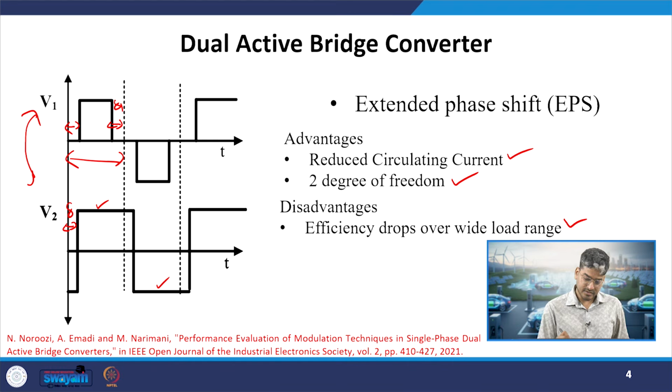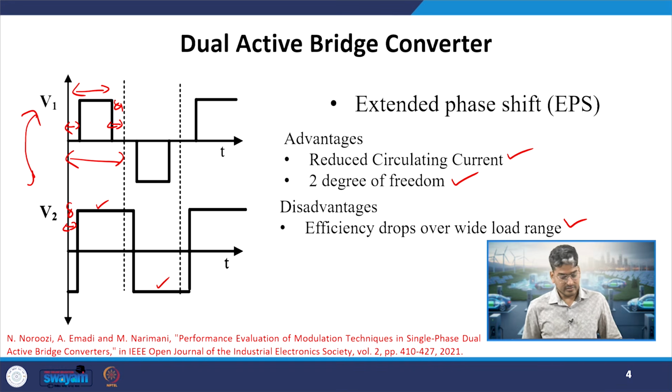So, compared to single phase shift control, we have extended phase shift control where we have moved from 1 degree of freedom to 2 degrees of freedom. What was the second degree of freedom which we have introduced? That is the width of this voltage V1.